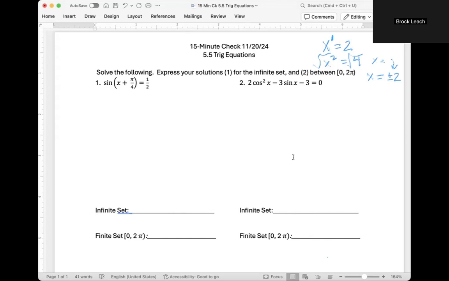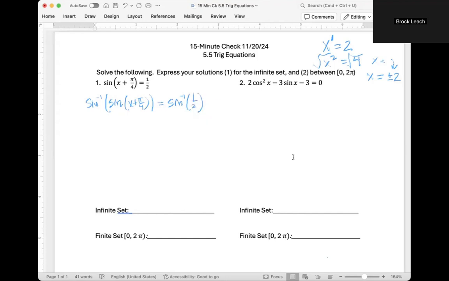So let's take a look at what we have here. When we have the sine of something in parentheses like this, the way we can get rid of the sine is to take the arc sine of both sides, right? That's the idea. So we're taking the arc sine of the sine of x plus pi over 4, and that just gets rid of the sine. And then we're taking the arc sine of 1/2.